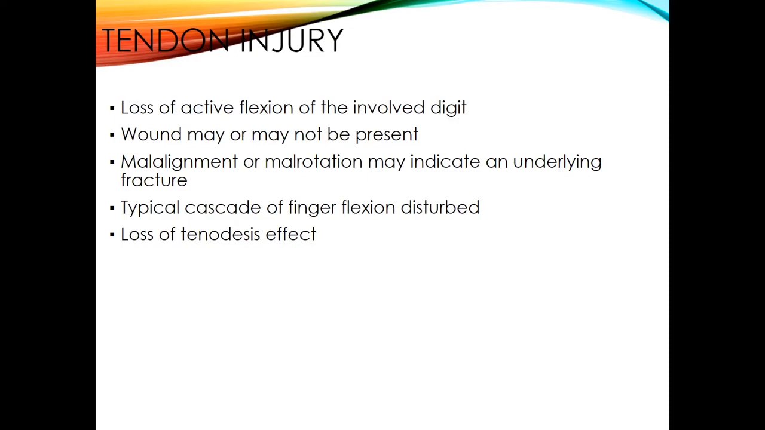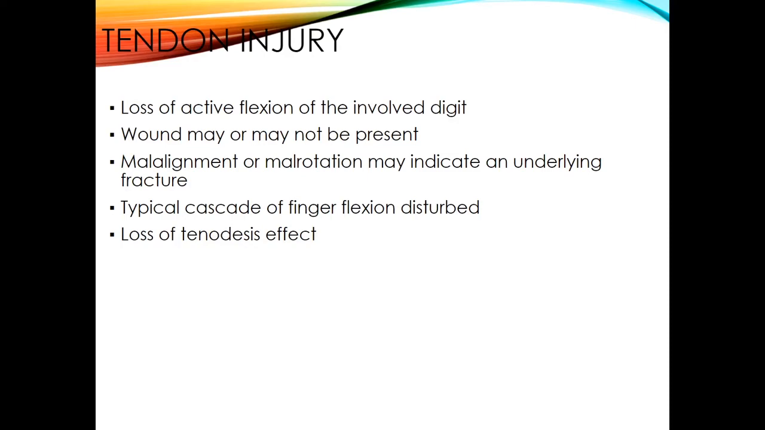If you look, you want to examine the digit for any sort of malrotation to raise your concern for a fracture. You also want to look at the cascade of the fingers. So have the patient just rest their hand down dorsally. And if all their fingers are in a slight resting flexion, which is the normal cascade, except for the digit in question is fully extended, that would make you think that there's a high likelihood of flexor tendon injury.